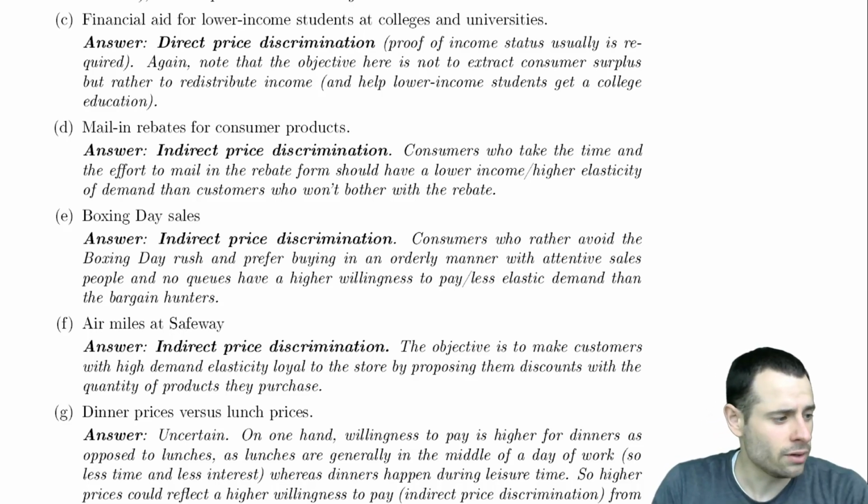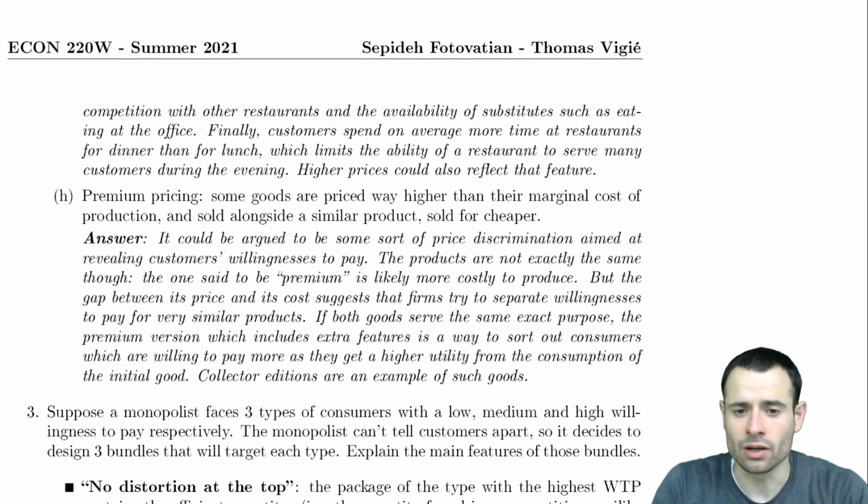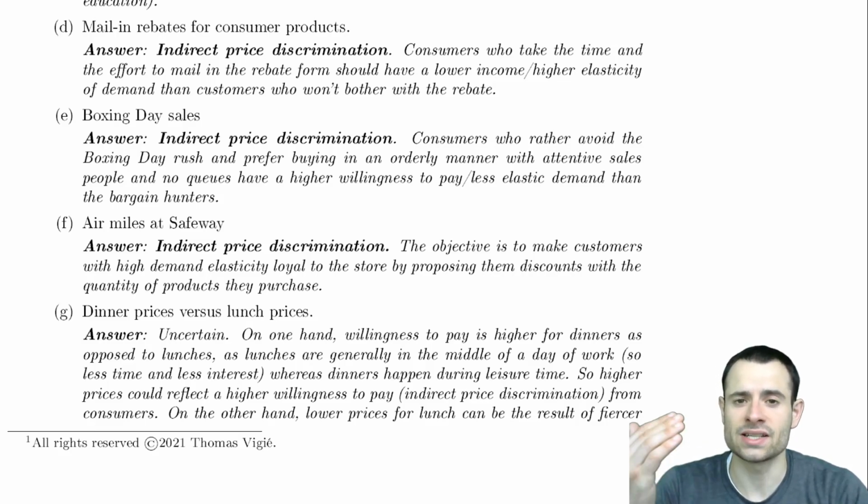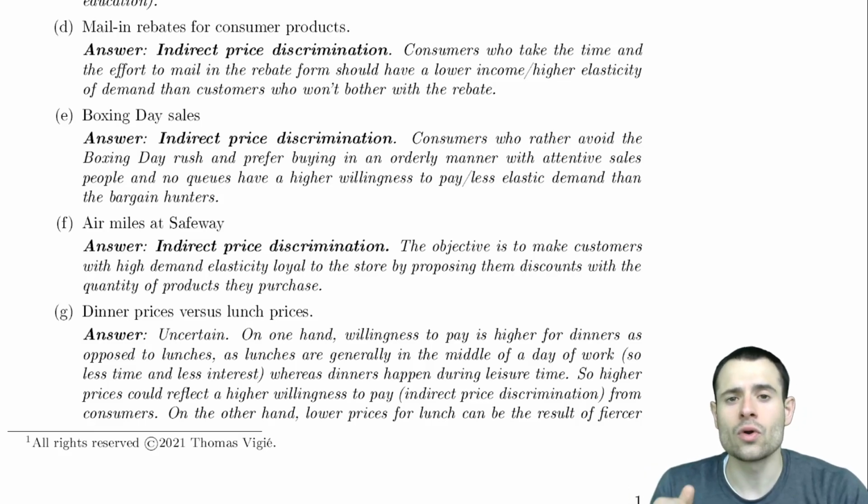Air miles at Safeway is pretty much the same thing. It is another form of indirect price discrimination. The objective is to make consumers with high demand elasticity loyal to the store. Those are the ones who might go to another store if the price is too high.